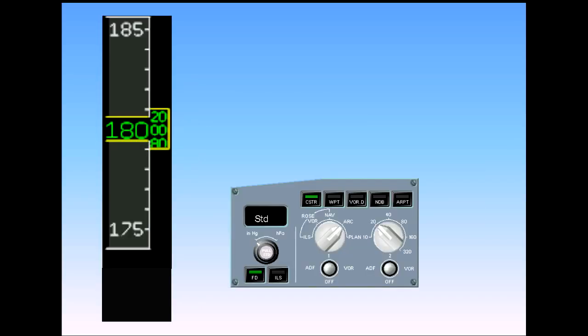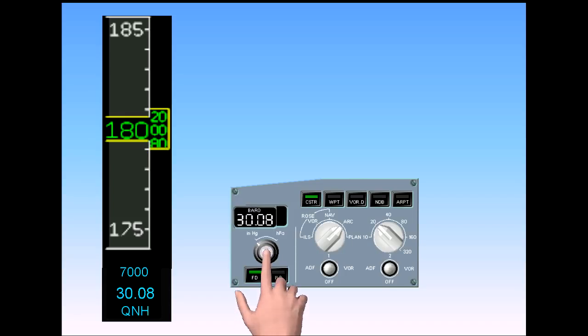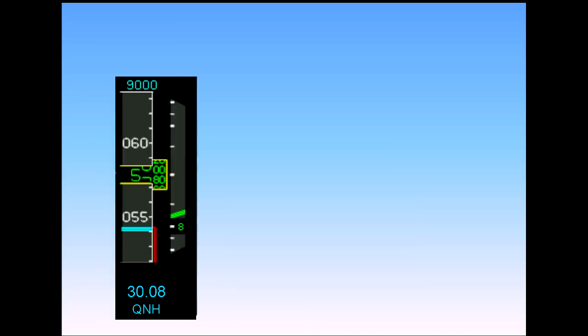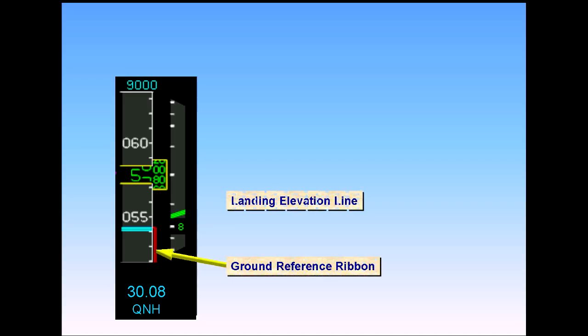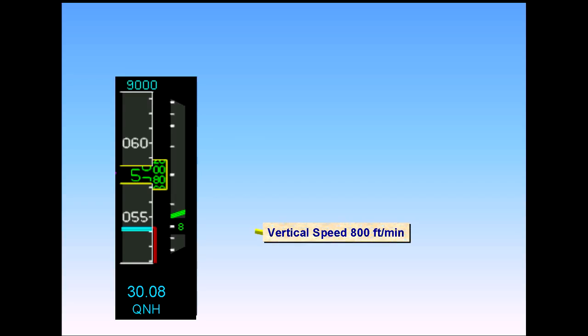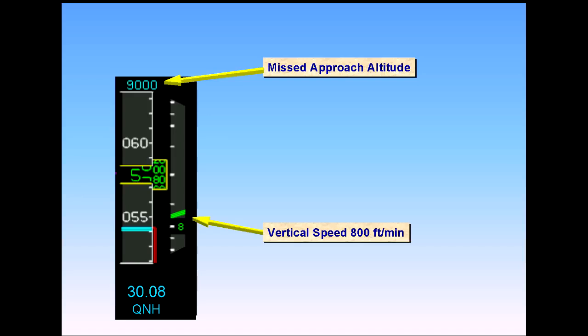At the transition level, the baro reference is set to show QNH by pushing the baro selector knob on the EFIS control panel. In the final stages of an approach, the ground reference ribbon will reappear, along with the landing elevation line. Notice that the vertical speed indication is showing a rate of descent of 800 feet per minute. Also notice that the missed approach altitude has been set at 9,000 feet.